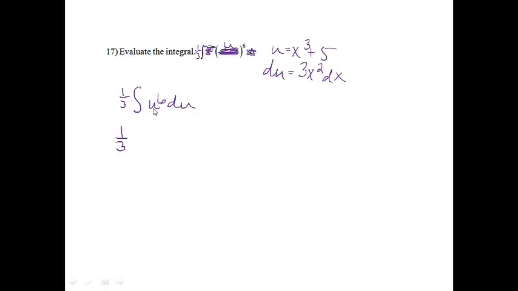I have 1/3. The integral of u to the 6th would be 1/7 u to the 7th. And now I am going to go ahead and multiply 1/3 times 1/7 is 1/21st. And I'm just going to replace my u back into the problem. And then plus c, and I am done.